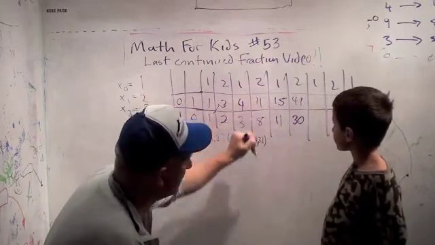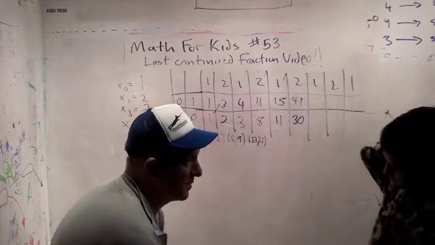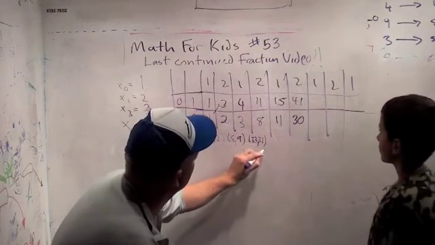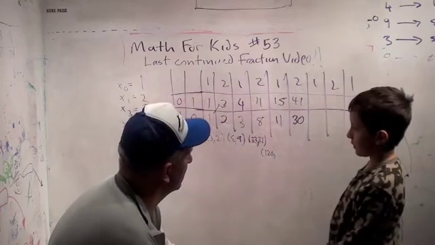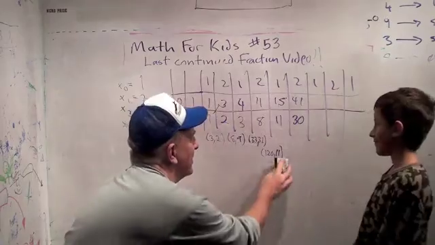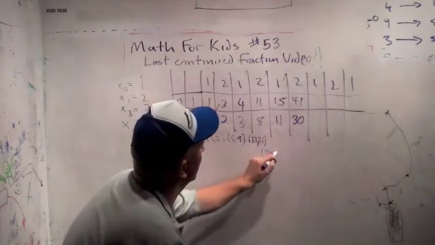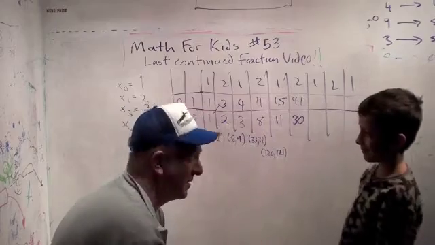15 times 8. Ooh, that's a tricky one. 80 plus 40, 120. Okay, 120. And 11 times 11 is 121. Whoa. Wait, I wrote 11. 11 times 11 is definitely not 11, because 11 is not 1.